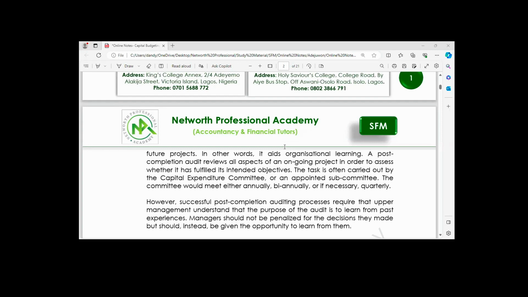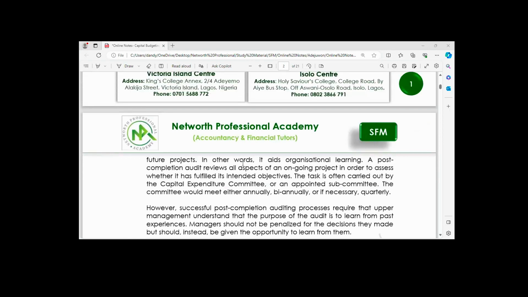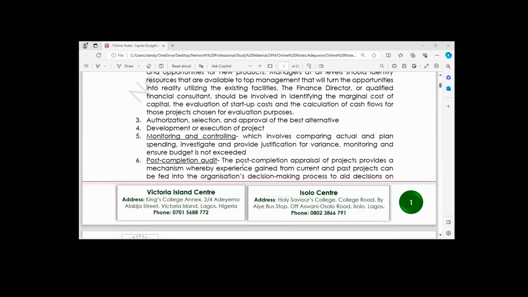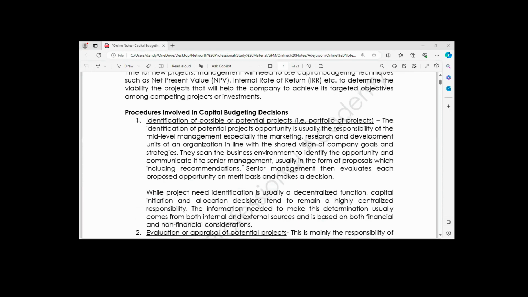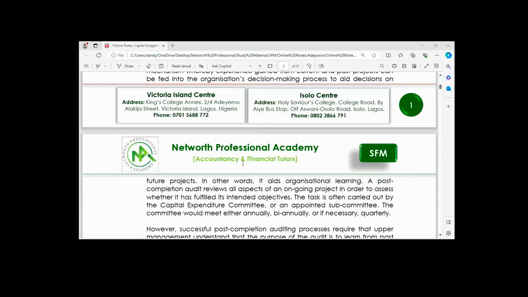Because if you pay 100% to the contractor, there will be no motivation for such a contractor to come back when there's a defect. But once you retain that, immediately if you call, they will want to come and correct the defects. And this is one of the things that post-completion investigation is trying to achieve. All right. So these are the procedures involved in capital budgeting decisions. Please read them through so that you have deep understanding.